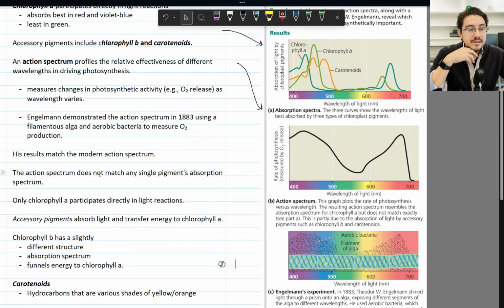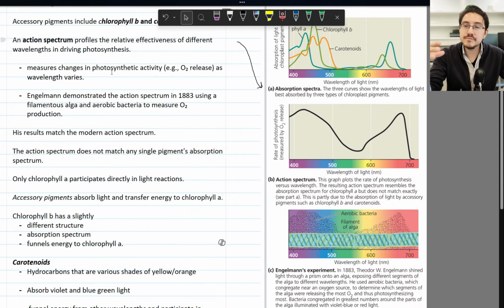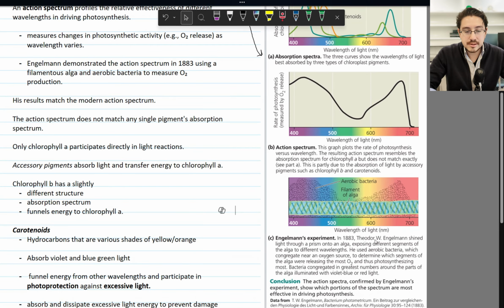You also have another graph, which is called the action spectrum. This profiles the relative effectiveness of different wavelengths in driving photosynthesis in these autotrophic organisms. It measures changes in photosynthetic activity, basically oxygen release, as wavelength varies. I'm going to go down a little bit just to show you the picture here, but here's the action spectrum.